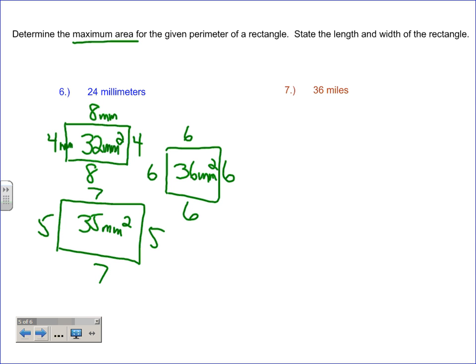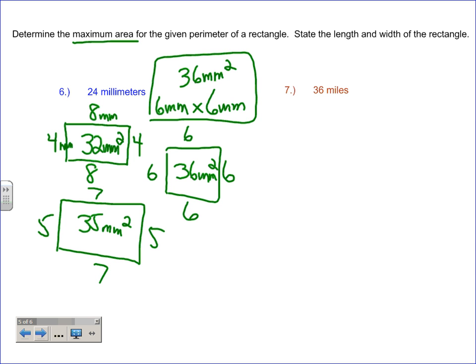Okay. So basically, which type of rectangle will every single time give you the maximum area? It'd have to be a square, right? It'll give you that biggest area every time. And so here it said then to state the length and width of the rectangle, okay, it would be 6 millimeters by 6 millimeters. And it did say to determine the maximum area, which has got to be 36 square millimeters. Okay, so that would be kind of the answer to that one.